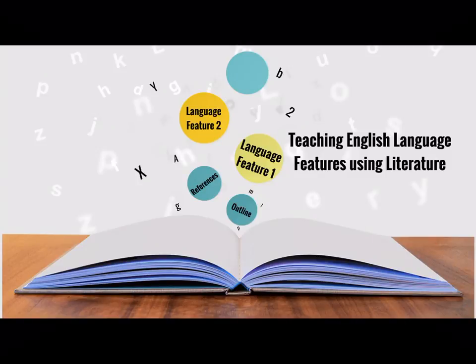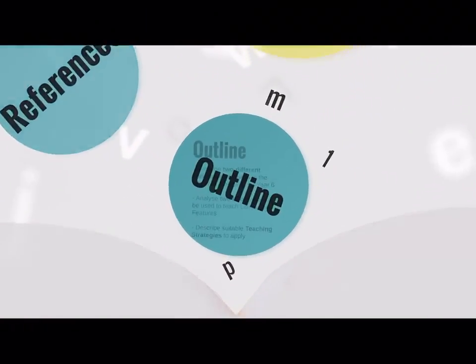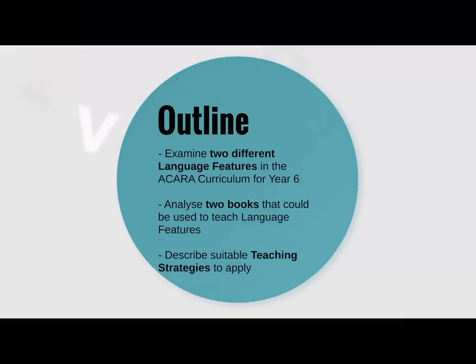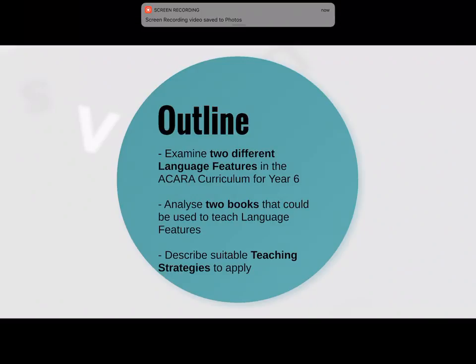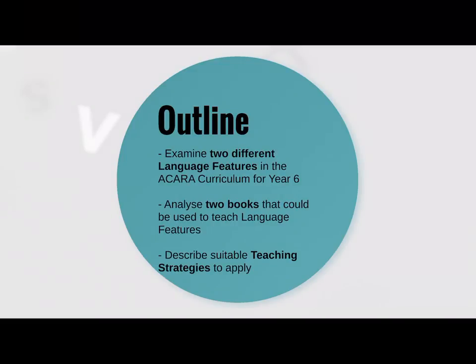This presentation looks at the possibility of using books in a primary classroom to teach specific English language features. The goal is to identify two different language features that are taught in the Australian curriculum for Year 6. This presentation will discuss 4 different teaching strategies to teach said language features using current children's literature as a foundation.